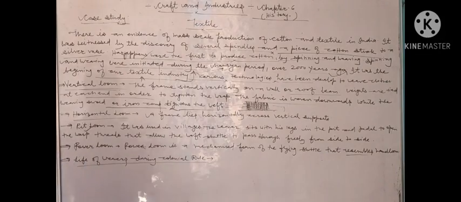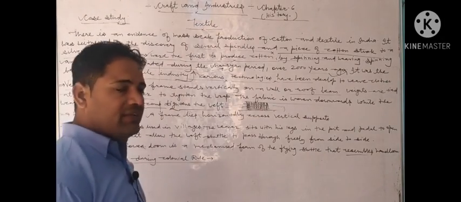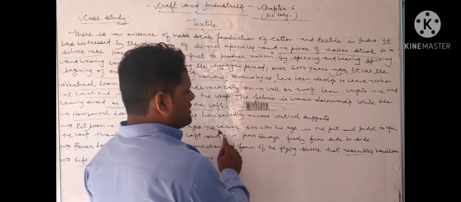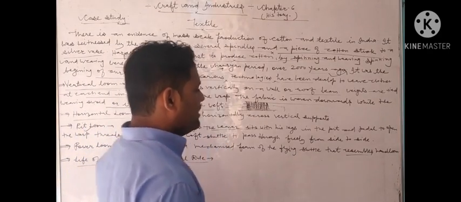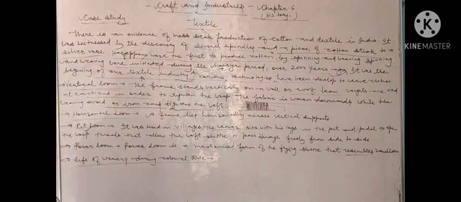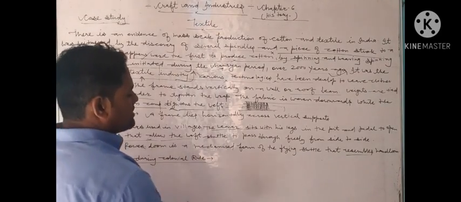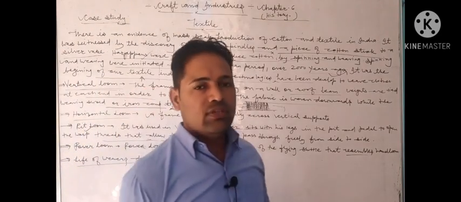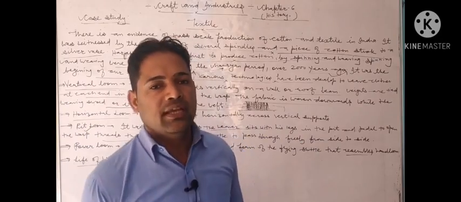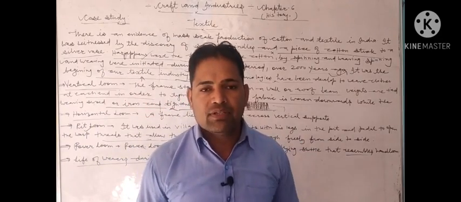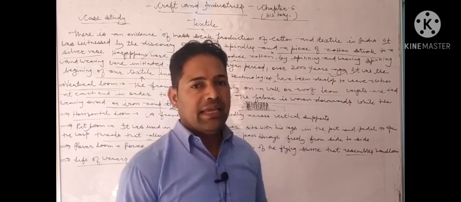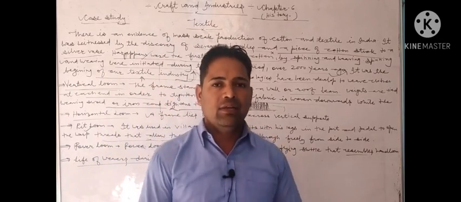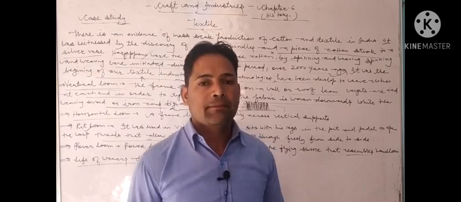Then pit loom, it was a kind of loom used especially in villages, and the weaver sits with his legs in the pit and pedals to open the thread, which allows the shuttle to pass freely from side to side. This pit loom was a kind of machine especially used in rural areas. When a man sits in the pit, he uses the pedals, just like while cycling. So the pedals are used by that man especially to weave the clothes.